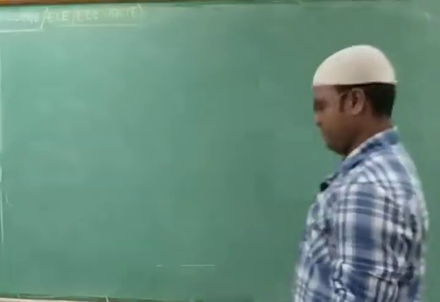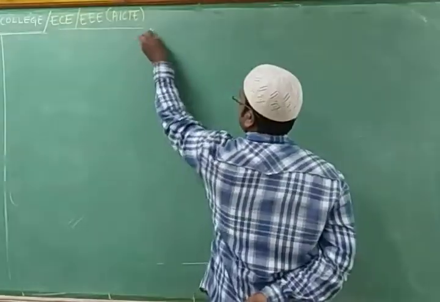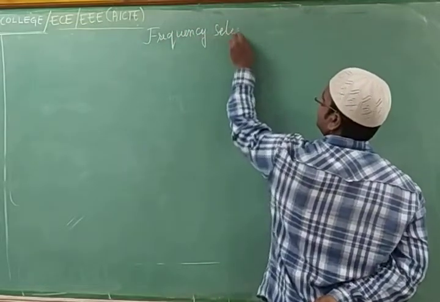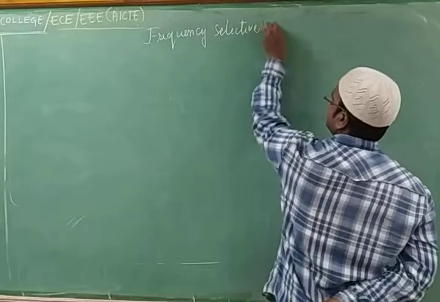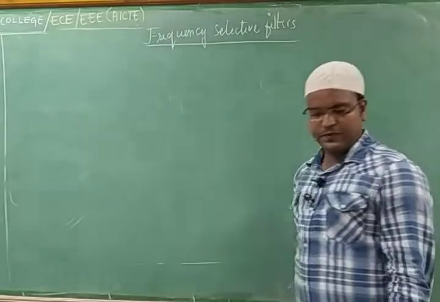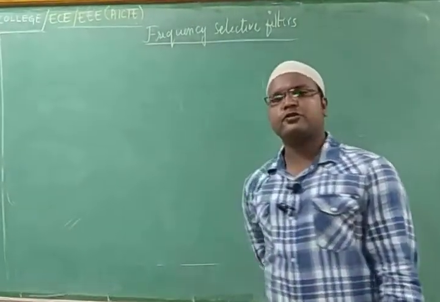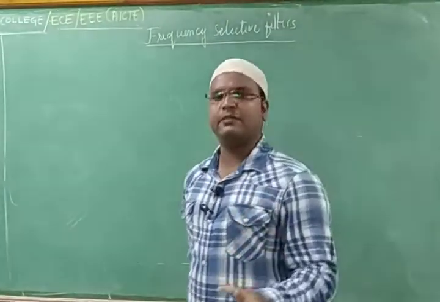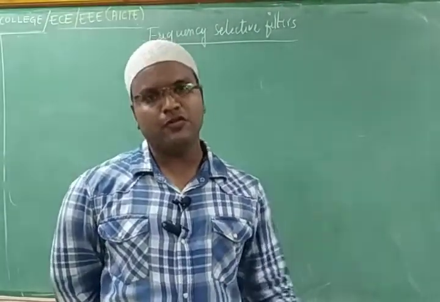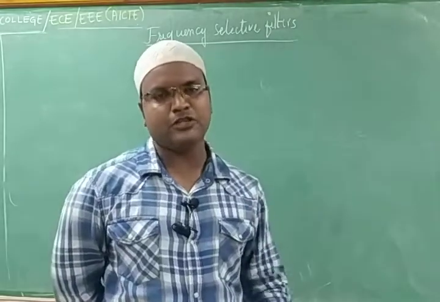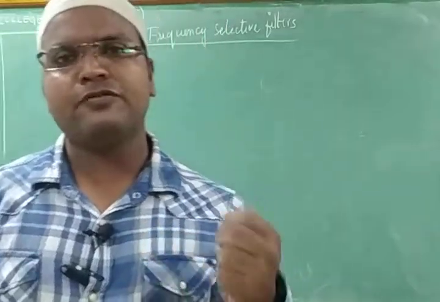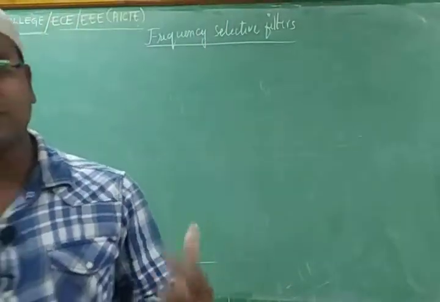Suppose we are going for frequency selection. How do they select the frequency? Frequency selective filters. What is the meaning of frequency selection? It should have a certain band of frequency, the bandwidth of that one. In that, we have upper frequency, lower frequency, and the critical frequency. What is the critical frequency? A point at which it segregates into two parts. One is the stop band, another is the pass band.